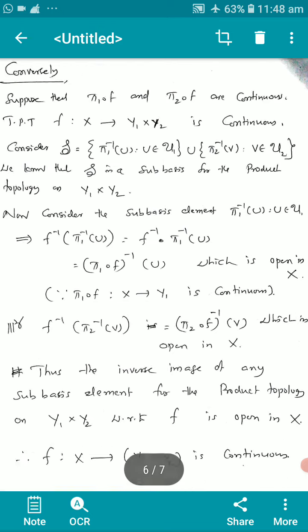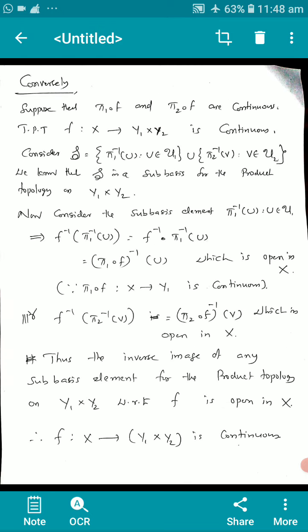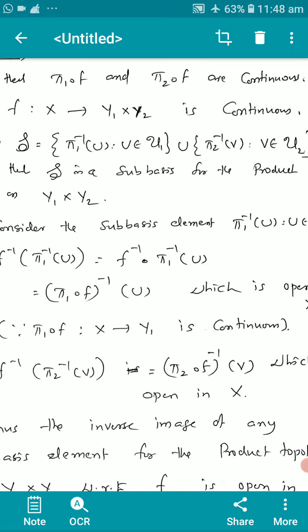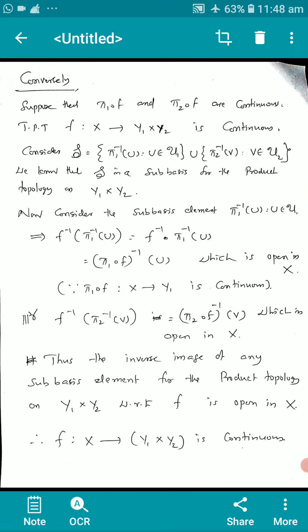In the converse part, what comes? Suppose that pi 1 composite f and pi 2 composite f are continuous. To prove that f from X to Y1 cross Y2 is continuous.